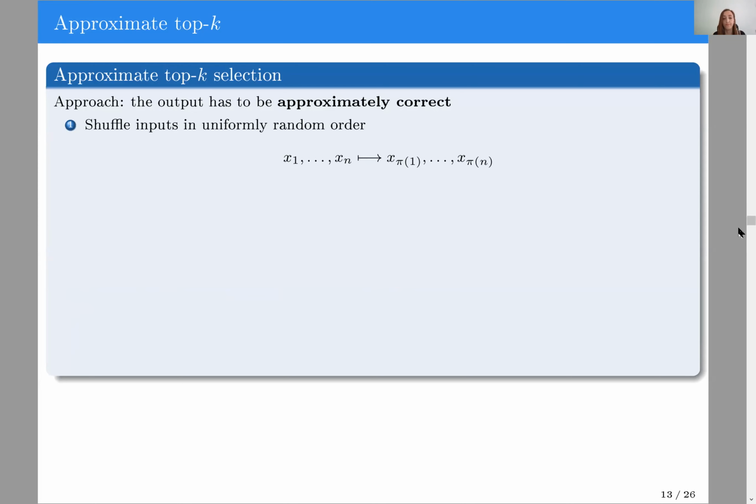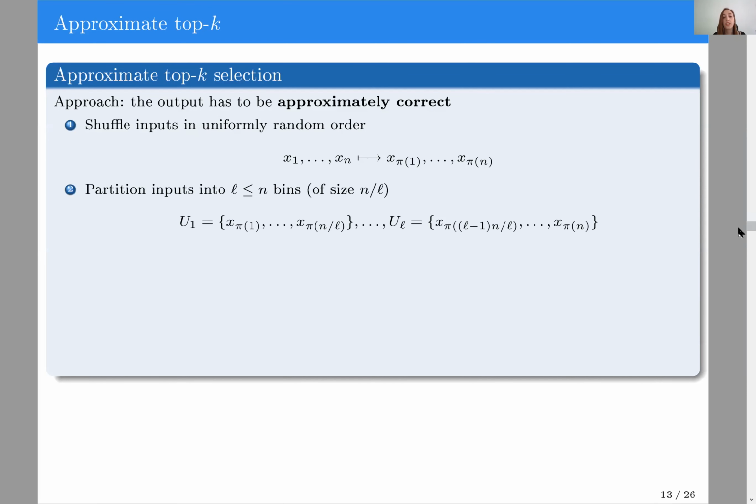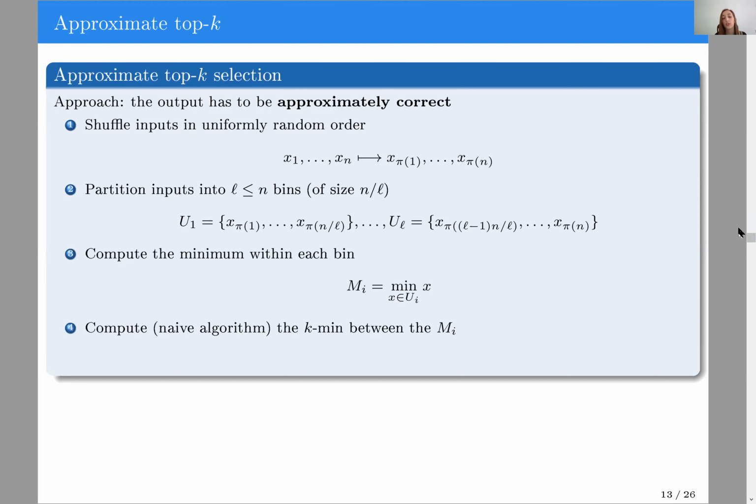Once we have done this permutation, we start by partitioning the dataset into L bins. Every bin is going to have the same size. Inside every one of those bins, we compute the minimum element among all the elements of the bin. And once we have one minimum element per bin, we compute with the naive algorithm the k minimum elements among the minimums of every bin.